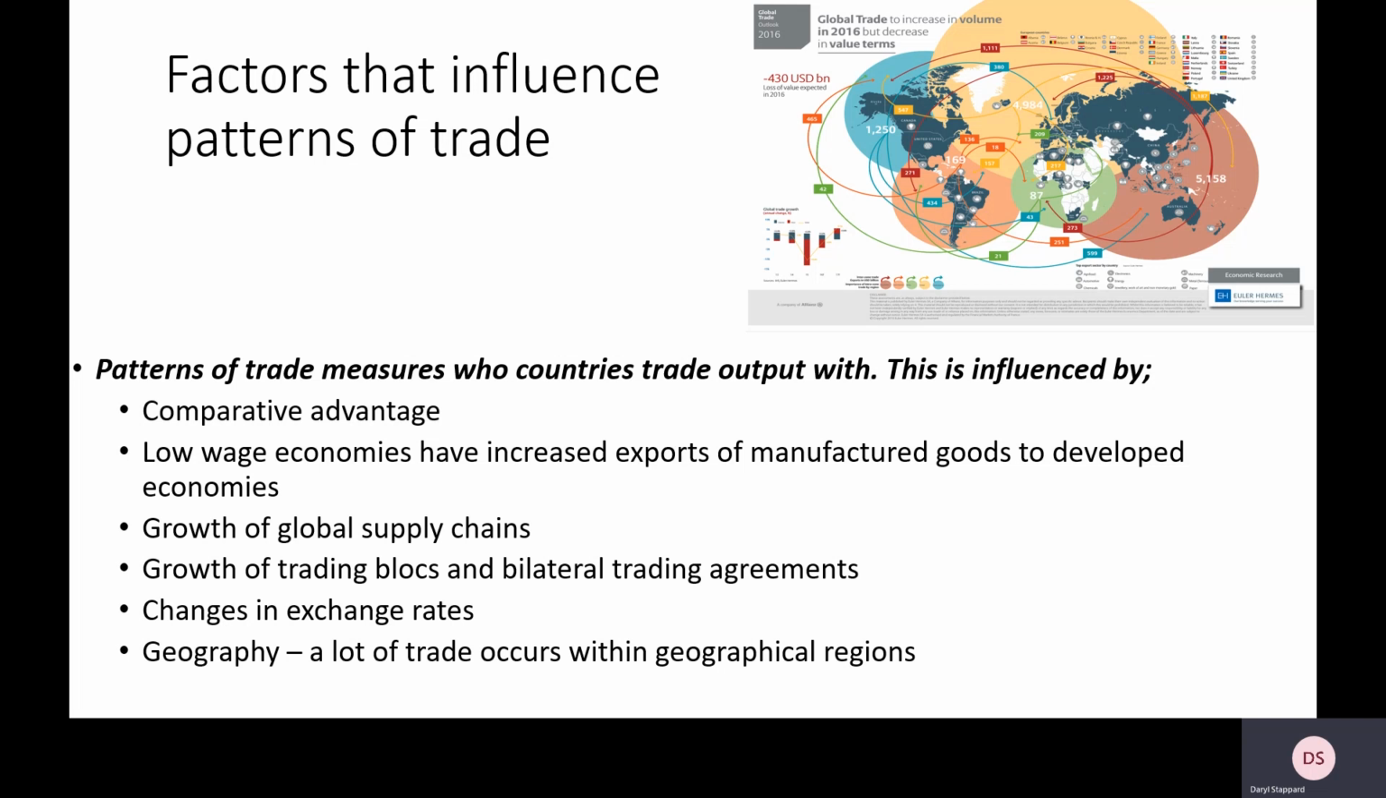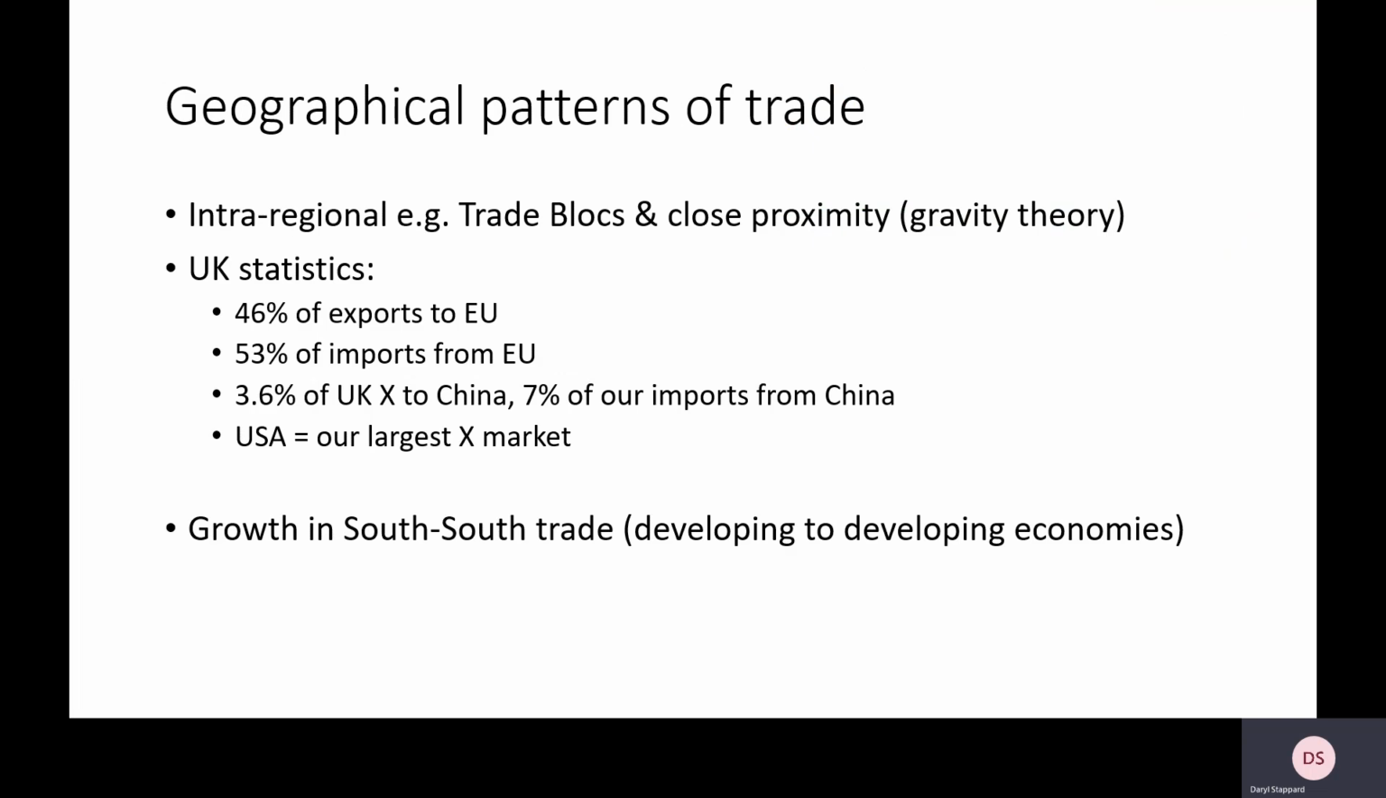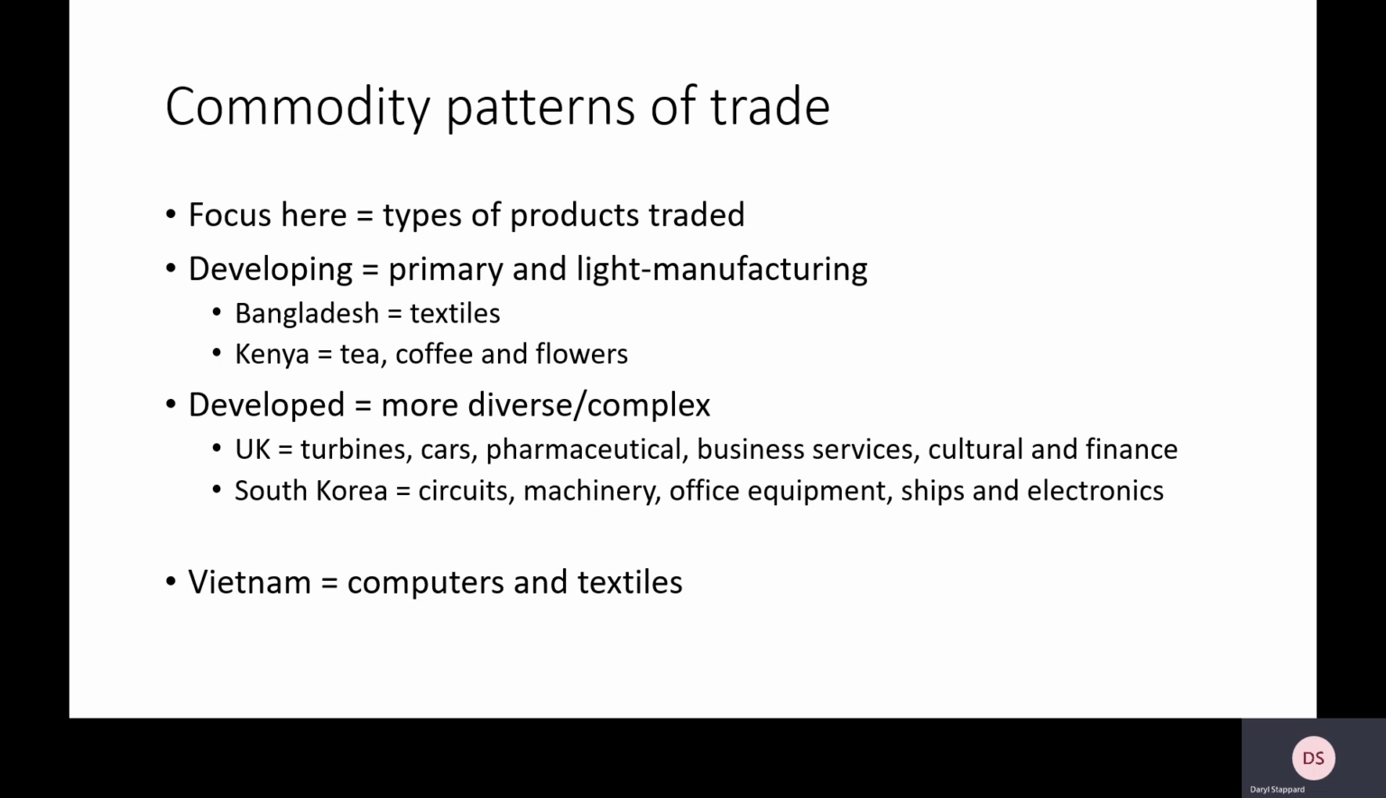So what we're looking at here is we're trying to decide who trades with who and what countries tend to trade with each other. Now I'm going to come back to this slide in a moment or two. So what I want to show you first of all is something we call geographical patterns of trade and something we call commodity patterns of trade.